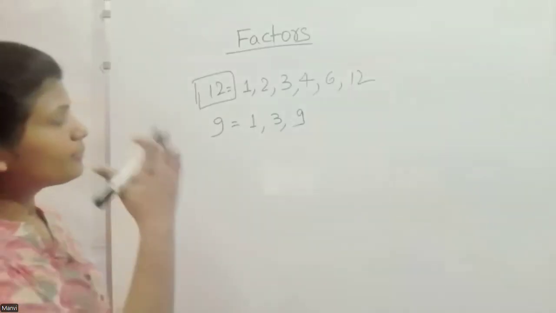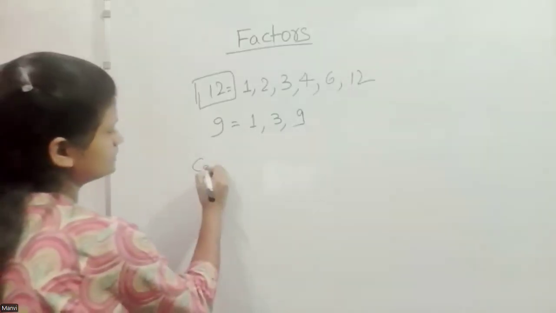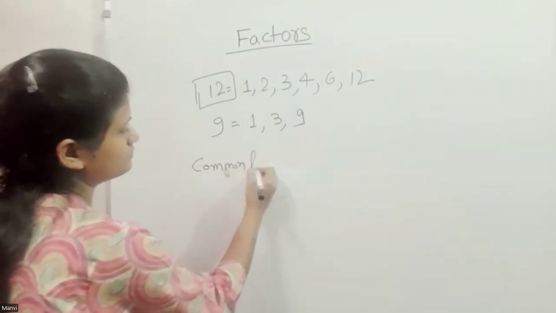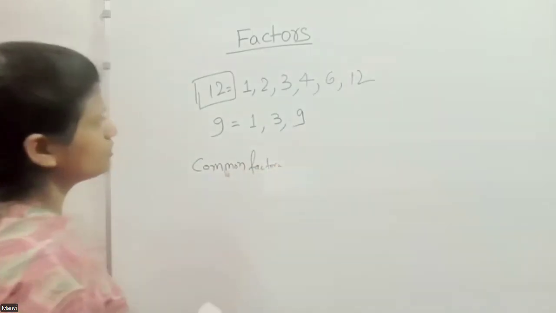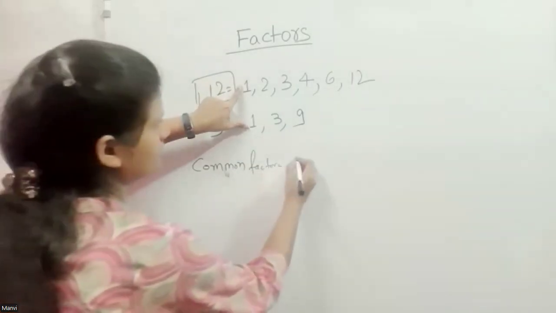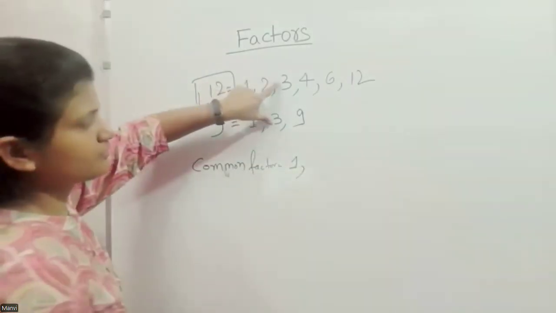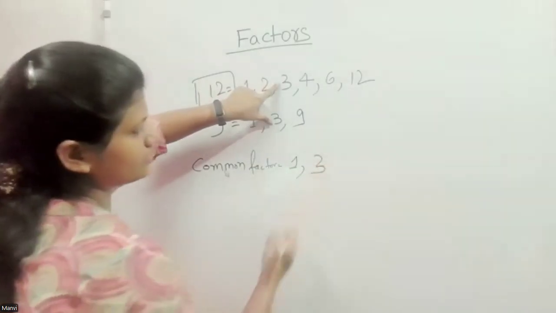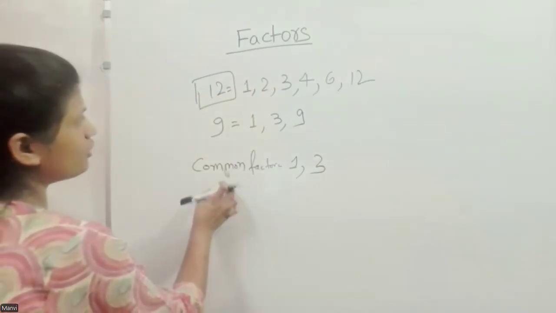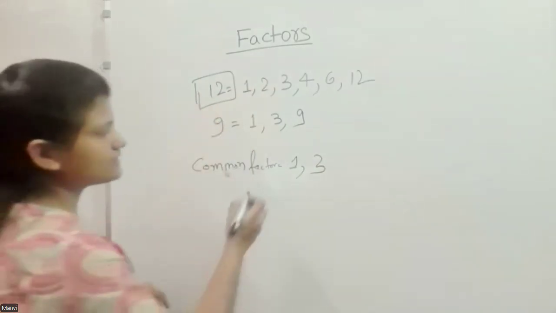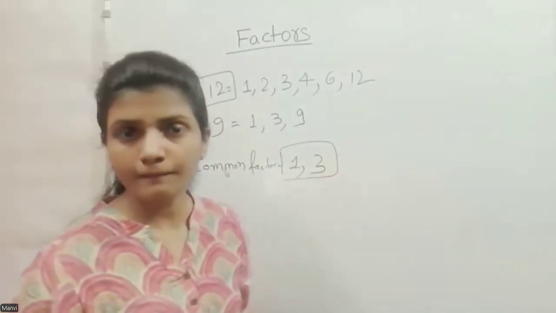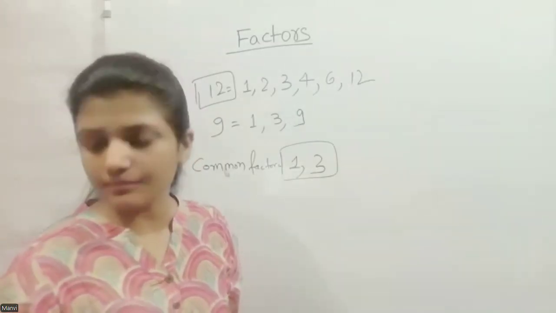If we talk about common factors, 1 is common in both. Then 3 is common. Nothing else. So what is the common factor of 12 and 9? You could answer it as 1 and 3. Okay, try to check me question number 13.